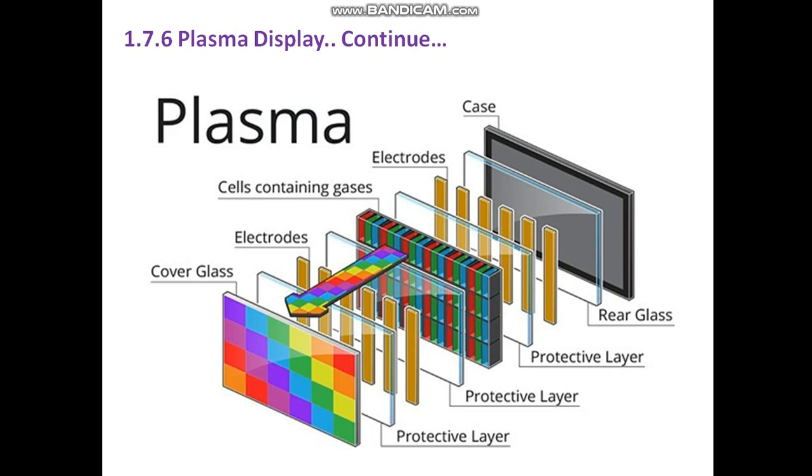In this architecture, there are two plates of glass with thin closely spaced gold electrodes. These gold electrodes are attached to the inner faces and covered with a dielectric material.